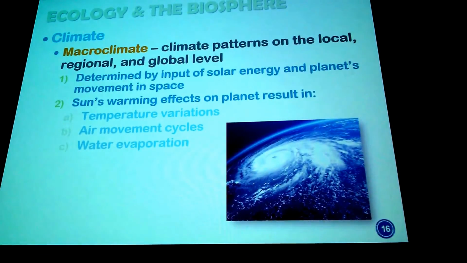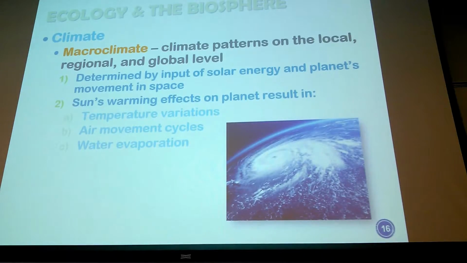We've got a couple of different climates, macro and microclimates. Macroclimate: climate patterns at local, regional, and global levels. Determined by input of solar energy and the planet's movement in space. That drives a lot of our weather systems. The sun's warming effects on the planet result in temperature variations, air movement cycles, and water evaporation.